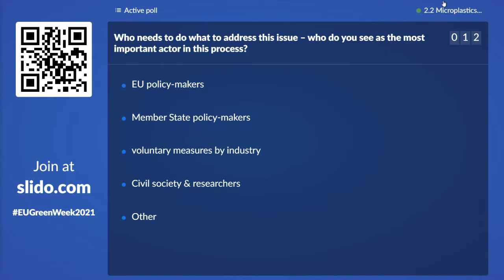So, key question, as I said, we talked about the what, this is the who. And we'll talk more about the how as well during our panel. So is it EU level policymakers, national level policymakers, voluntary measures by industry, civil society and researchers, or others who we have not mentioned? And these are all questions that I'm going to discuss with our panel.